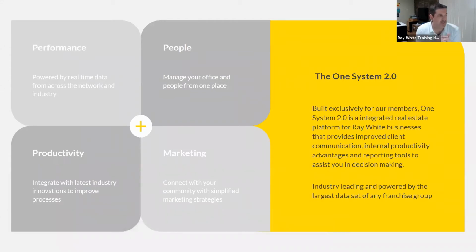So OneSystem 2.0. When we build out the OneSystem platform, a lot of consideration is given to what will assist you in providing the best experience and the outcome for your clients. That's going to come in many forms. It may be productivity advantages for you, reporting and performance management. But all these things we break down into key areas. As you can see around the little graphic here, we have performance, people, productivity, and marketing.